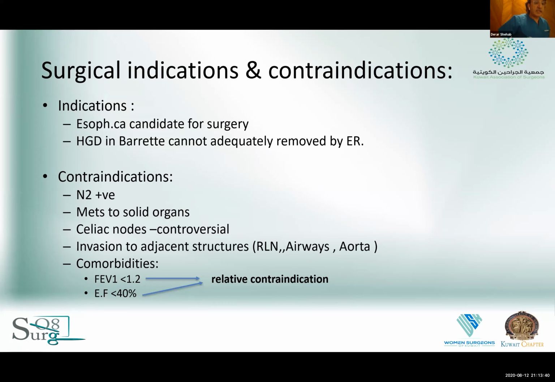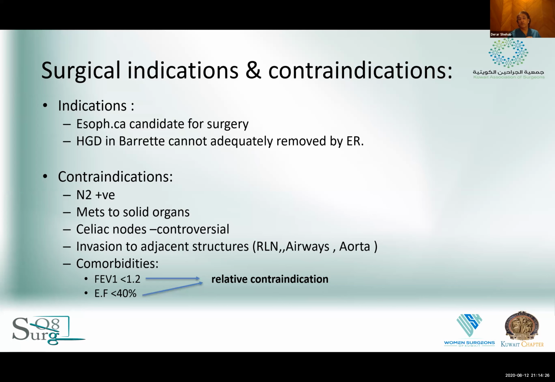So what are the indications and contraindications for esophagectomy? The indication for esophagectomy is any patient that is a candidate for surgery in esophageal cancer. And also, something we still follow now, is that if I have high-grade dysplasia that we cannot adequately remove by endoscopic resection, then we should proceed with esophagectomy in this situation.